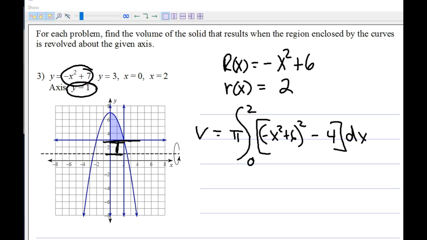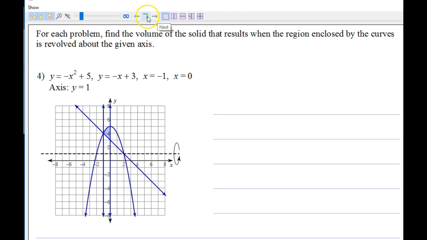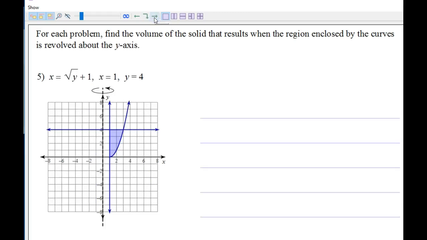Let's do another one. We're going to skip number 4, so if you guys want to put an X through that, you can. Let's take a look at number 5.